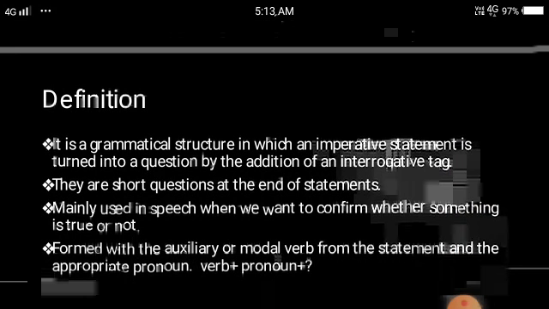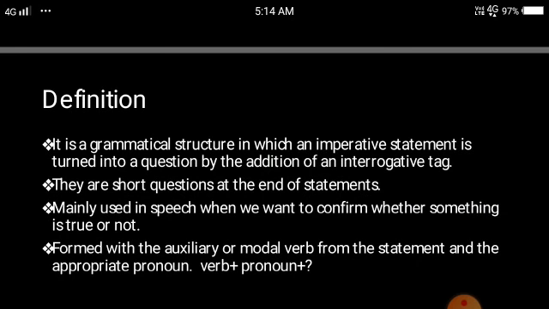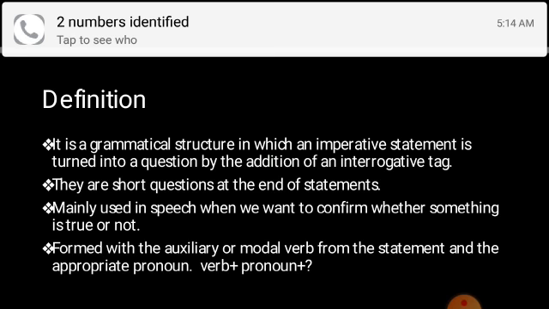For example, it is very cold today, isn't it? So, isn't it is the question tag. It is very cold today is a statement. So if you look at these two parts, it is very cold today, comma, isn't it? You put a question mark at the end of the question tag. You see that it has got two parts. That is, it is very cold today is a positive statement. Isn't it is the question tag.